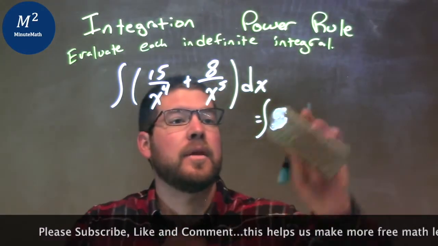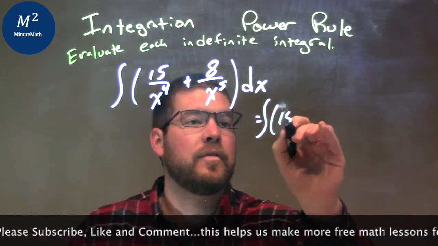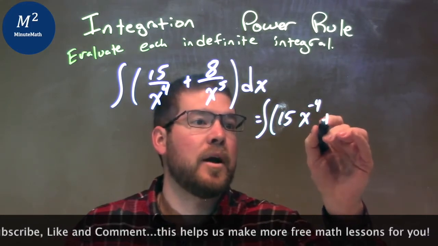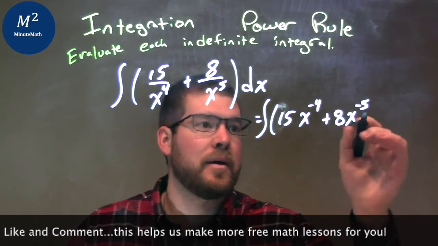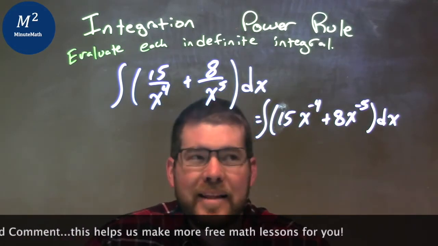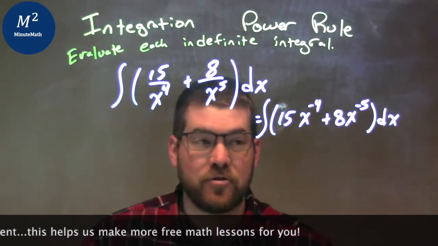Erase this here, so the integral of 15 x to the negative 4th power plus 8 x to the negative 5th power, right? Bring that back up there, then dx. Okay? And I like that easier when I'm dealing with power rule. Makes it a little easier to solve.